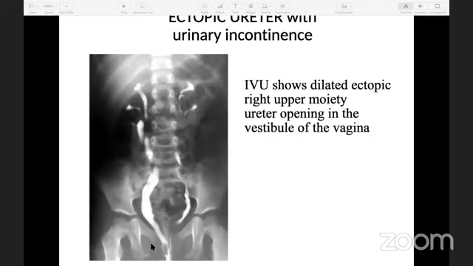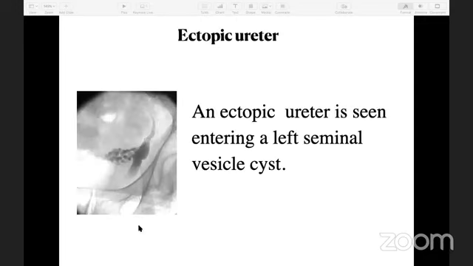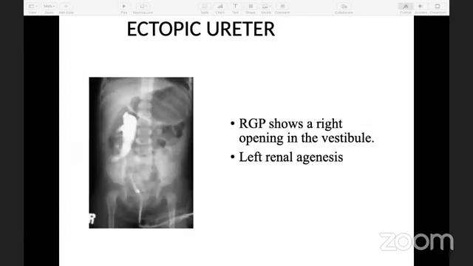Right upper moiety opening into vagina in a girl presenting with urinary incontinence with normal voiding. A close-up view of an ectopic ureter opening into left seminal vesicle cyst. Right solitary kidney with ectopic opening into vestibule could be cannulated and RGP performed.